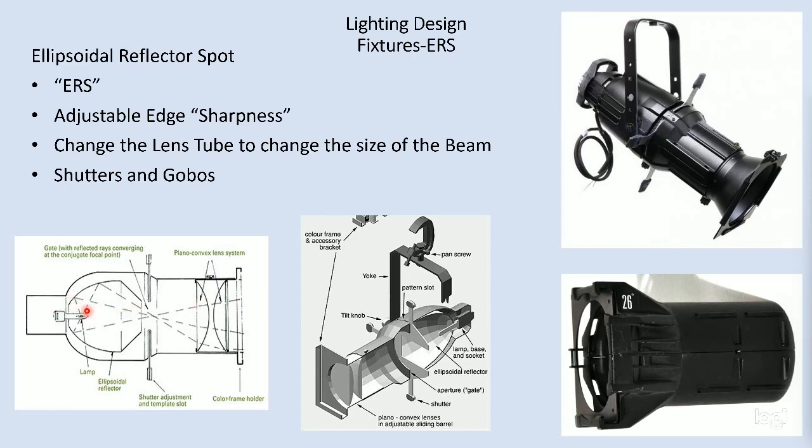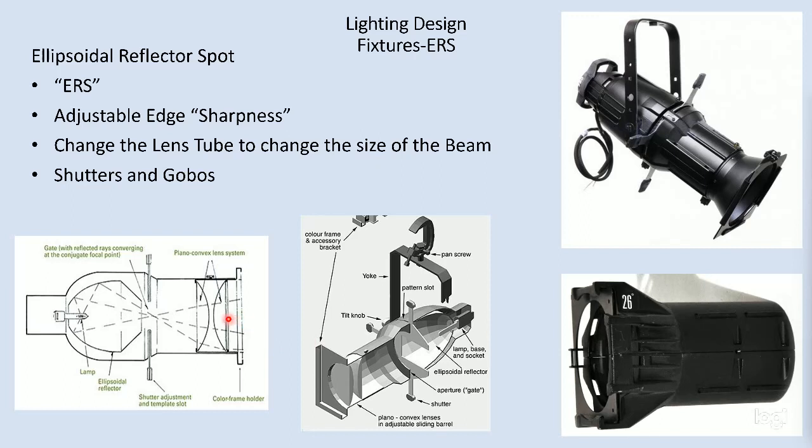An ellipse is designed specifically to converge all of the energy to a very specific point, and that focal point is the gate, right? It's where the shutters are, and it's where gobos are placed, in this focal point where all of the light rays converge. From there, they cross each other and expand again until they encounter the lenses, and the lenses are what focus the beam of light as it moves forward.